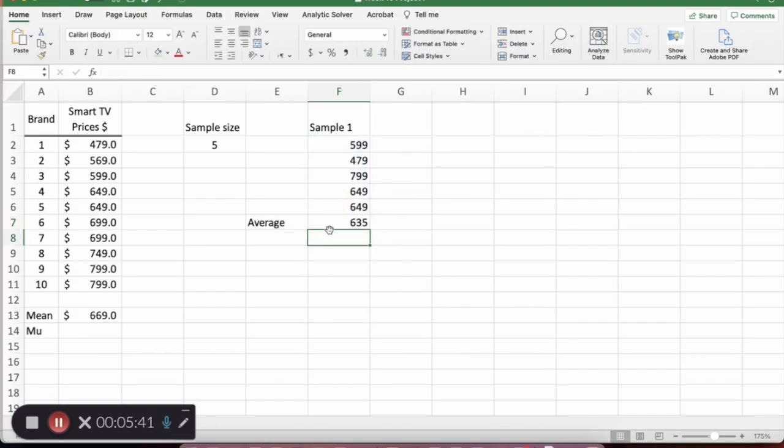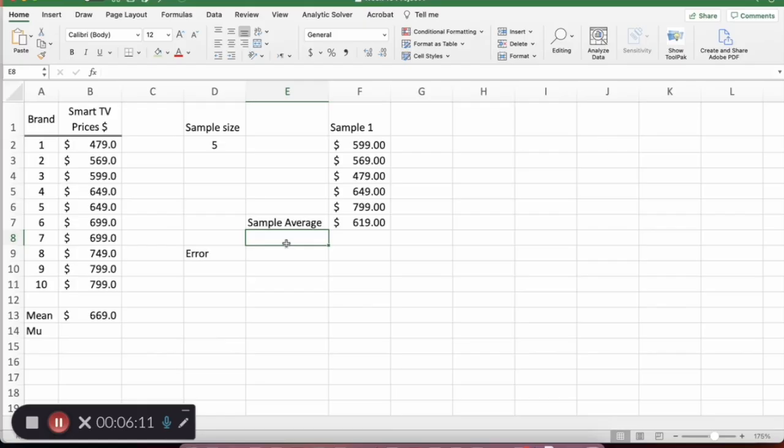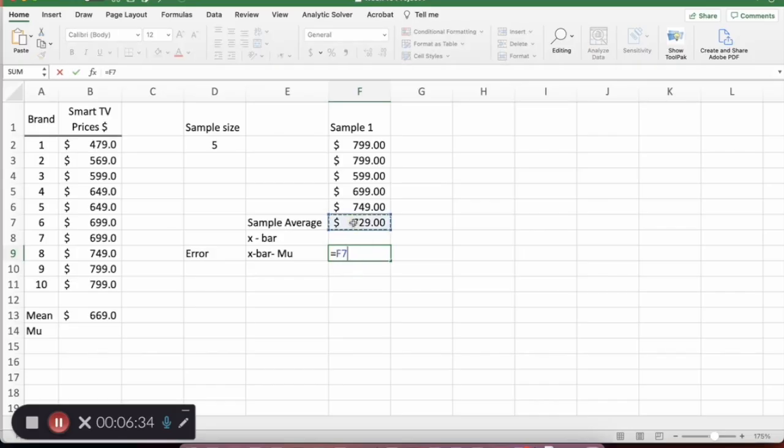If I find the average of this sample, let me write dollars here. This is the average of this sample, 635. So let me find the error. This average is the average of the sample. If you remember, we call it X bar. What is the error? The error is the difference between the sample mean and the population mean, so it's going to be X bar minus mu.